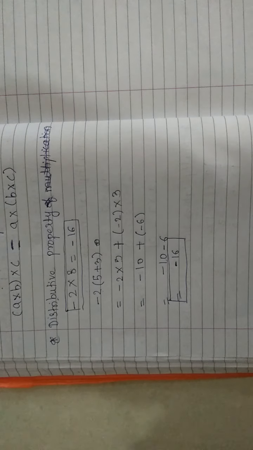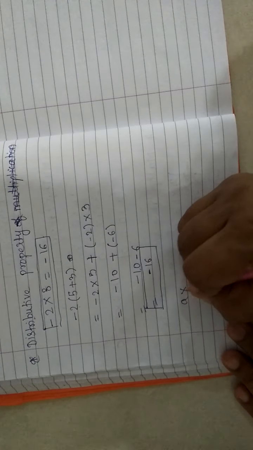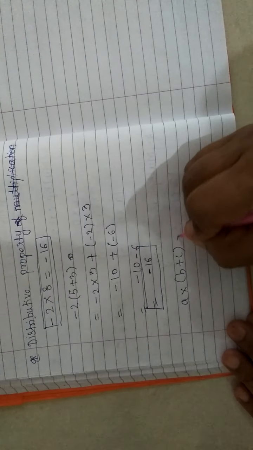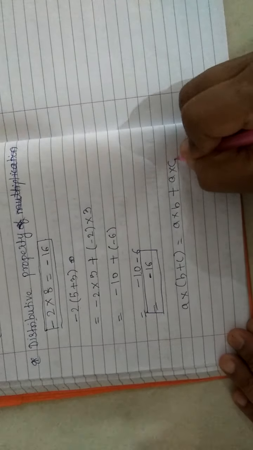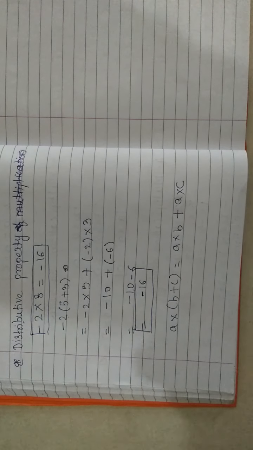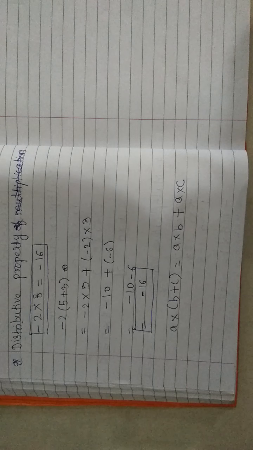Thus we can say children that A into (B plus C) is equal to A into B plus A into C. So we can say that distributivity of multiplication over addition is true for integers also. So with this we have completed all the properties of multiplication. Now in the next video we are going to solve exercise 1.3.